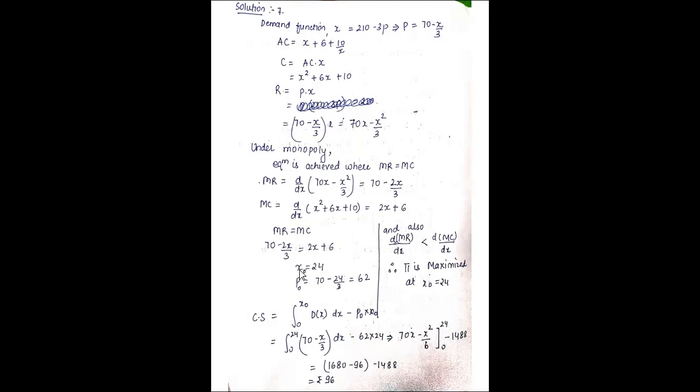X equals to quantity. Base quantity is 24. For base quantity, x naught equals to 24. Price equals to what? Just putting x equals to 24 here or here, anyone. Okay, 70 minus 24 by 3, so 62. So consumer surplus, we must know consumer surplus equals to what? Area bounded by demand function between the quantity 0 and x naught minus total revenue for the p naught price and x naught quantity. So just putting this value, demand function will be what? 70 minus x by 3. Okay. Just putting these values, we get 96 units.